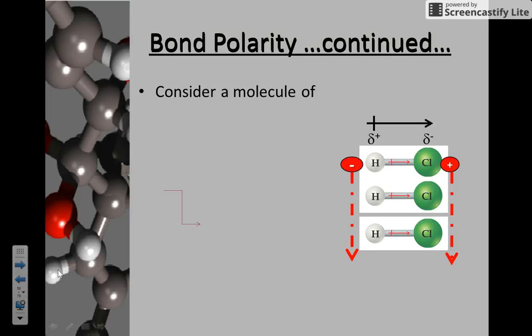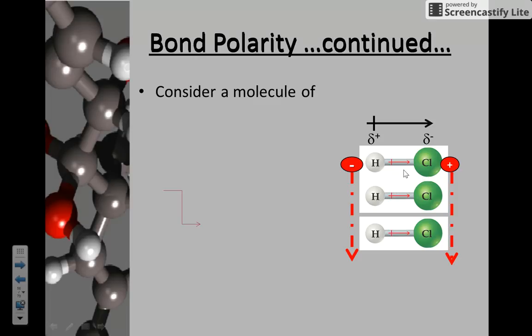Now, let's consider a molecule, or several molecules here, of hydrogen chloride. This is a linear molecule. Chlorine is your most electronegative element. So you would draw your vector pointing towards the chlorine, indicating it is pulling the electrons towards it. They're spending more time around the chlorine.